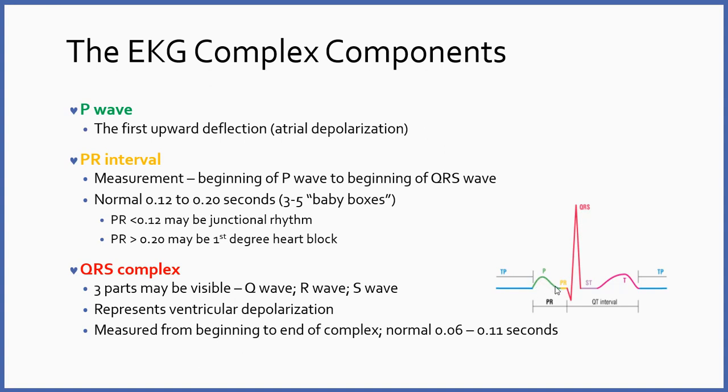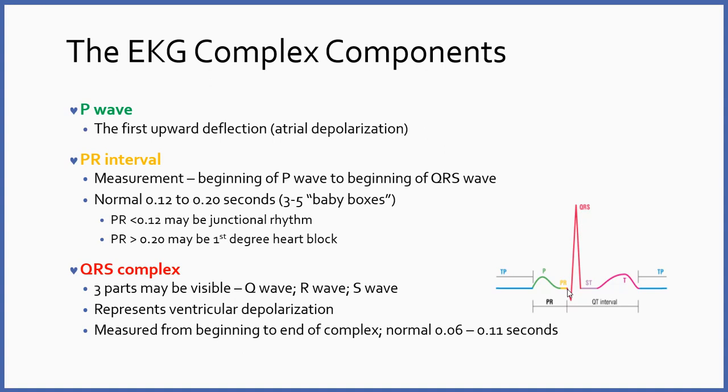All right, so we take a look. Remember, we find our P wave and all of that, and then we measure. Now, what we're measuring is the time it takes from the SA node to get to that AV nodal tissue. So the time it takes for that impulse to travel through the atria. Normal PR interval is between 0.12 to 0.20 seconds. Now remember, when we think baby boxes, 0.12 seconds is 3 baby boxes, 0.16 is 4, and 0.20 is 5 baby boxes. So our normal PR interval should be between 3 to 5 baby boxes.